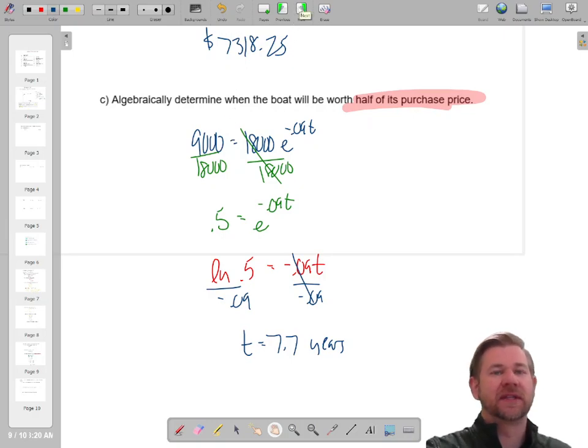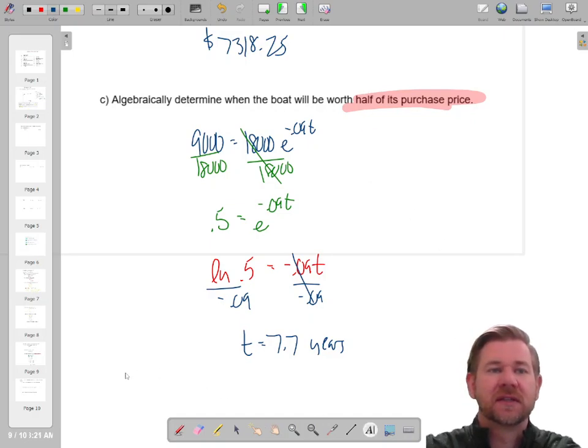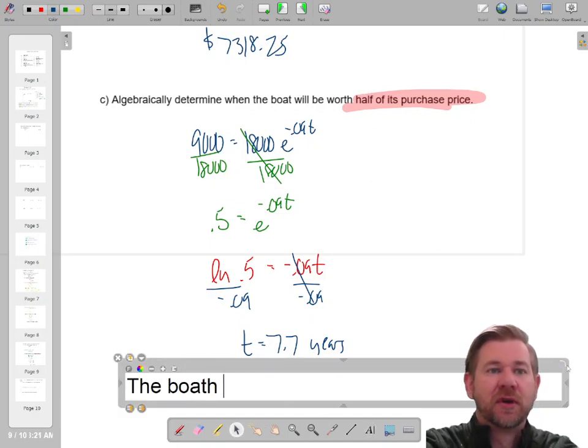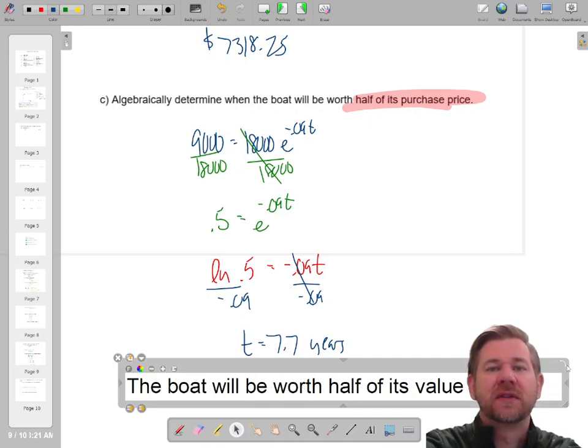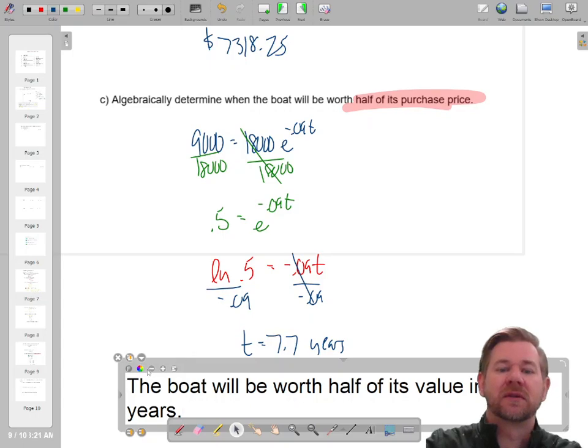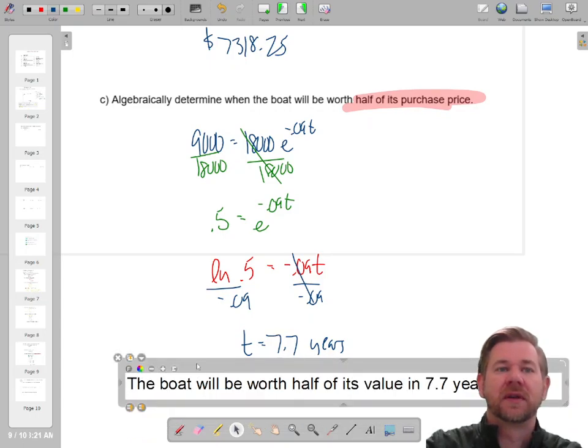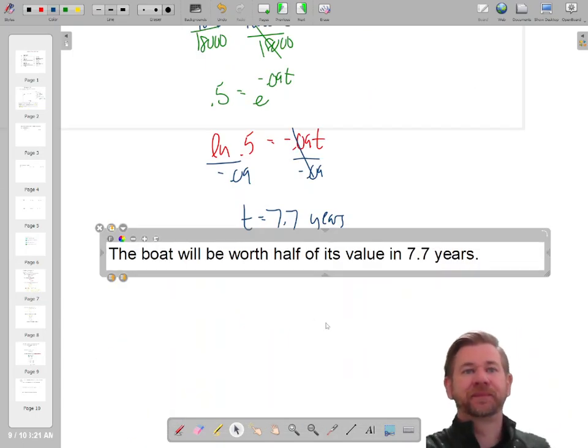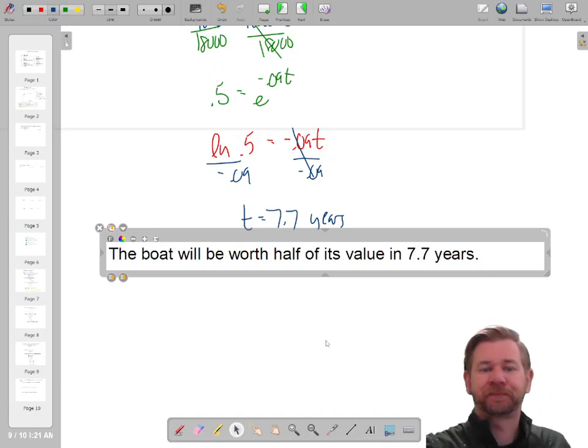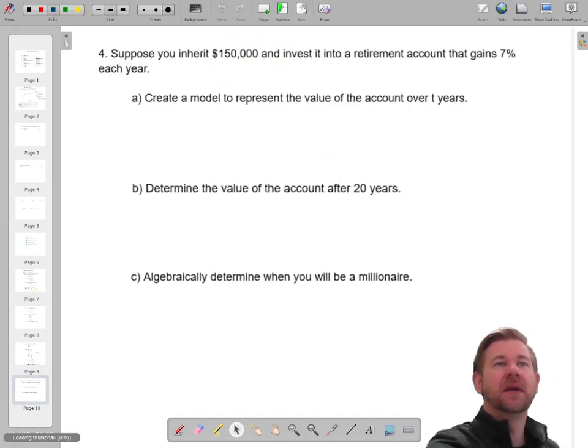One more. Oh, let's write the answer. So, like I said, it's always good to write your answer in a sentence. Okay, the boat will be worth half of its value in 7.7 years. And just make it a little smaller. There you go. Okay. Got it. All right, one more. What's the last one here?